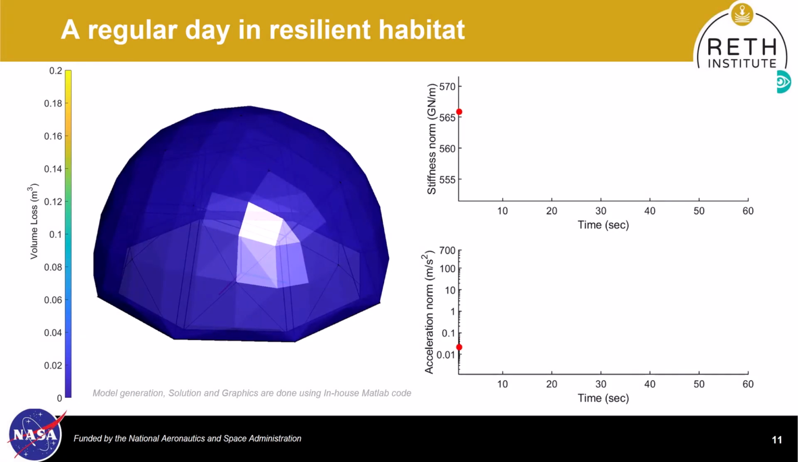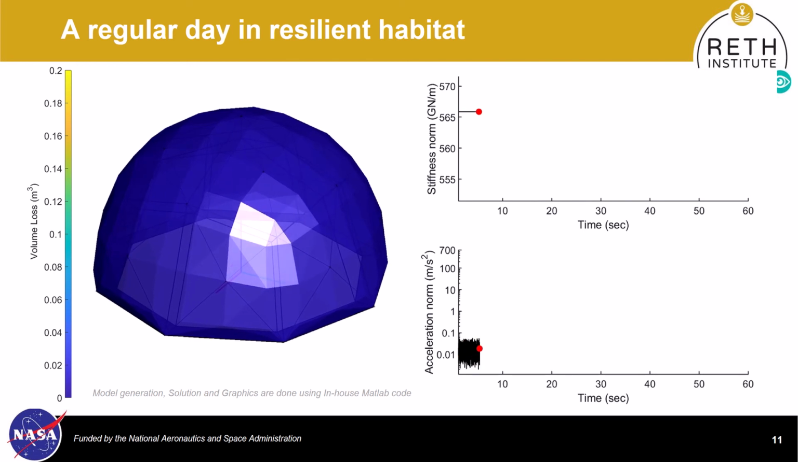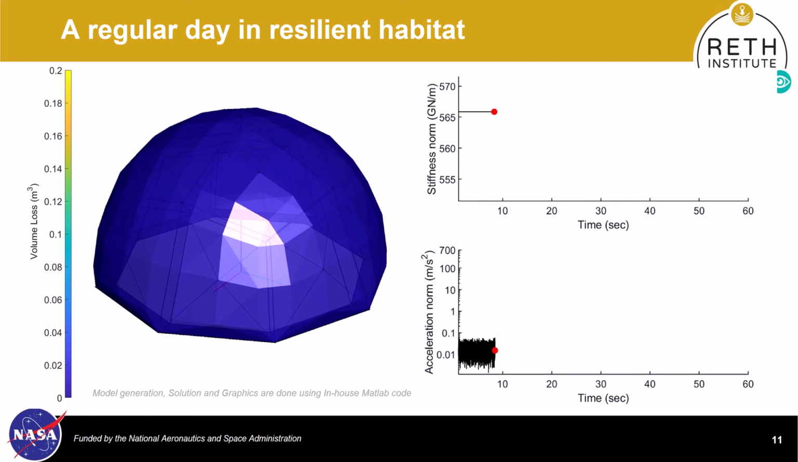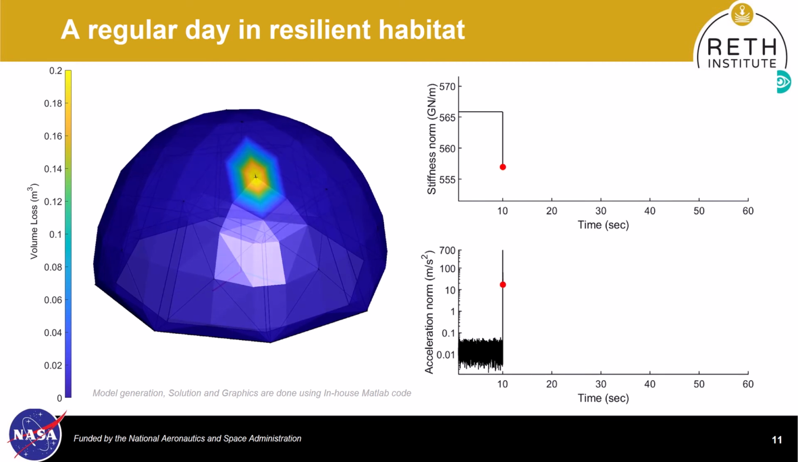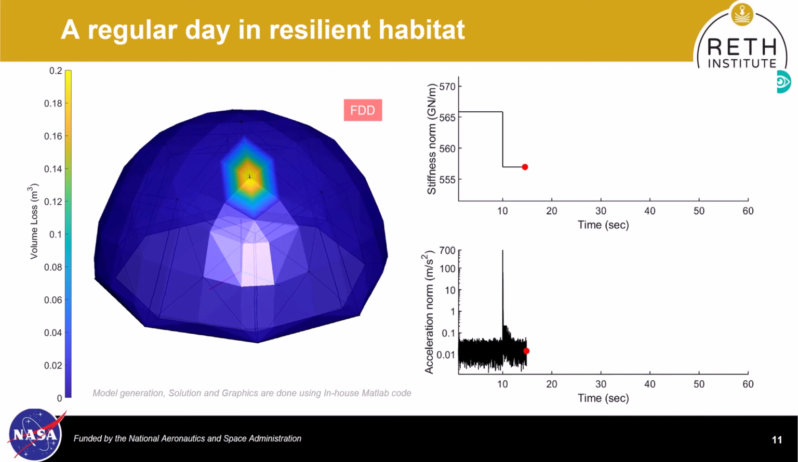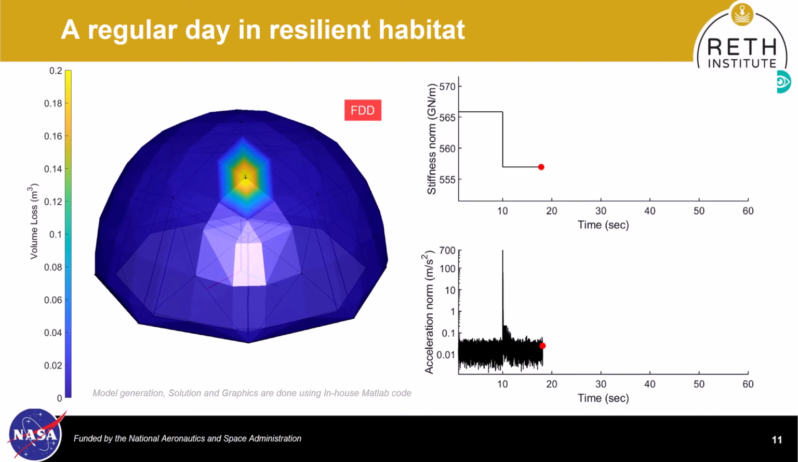And finally, welcome back to the resilient extraterrestrial habitat model within the MCVT. The dome on the left-hand side is subjected to external loading, such as thermal stress, internal pressure, and white noise. The effect of these forces can be reflected by the acceleration norm. An impact event happens at 10 seconds, causing a stiffness drop and a huge spike in acceleration. The habitat is in an unsafe state now. This triggers the FDD, and the FDD triggers the robotic agents.